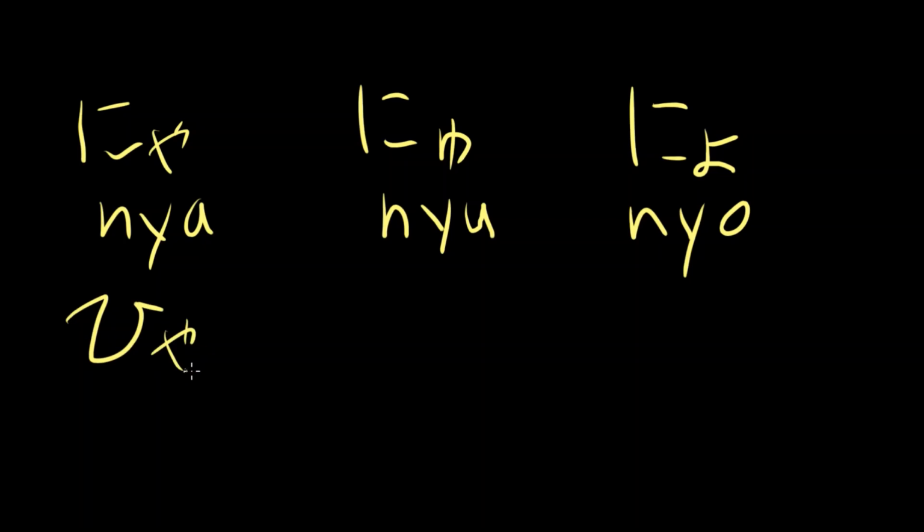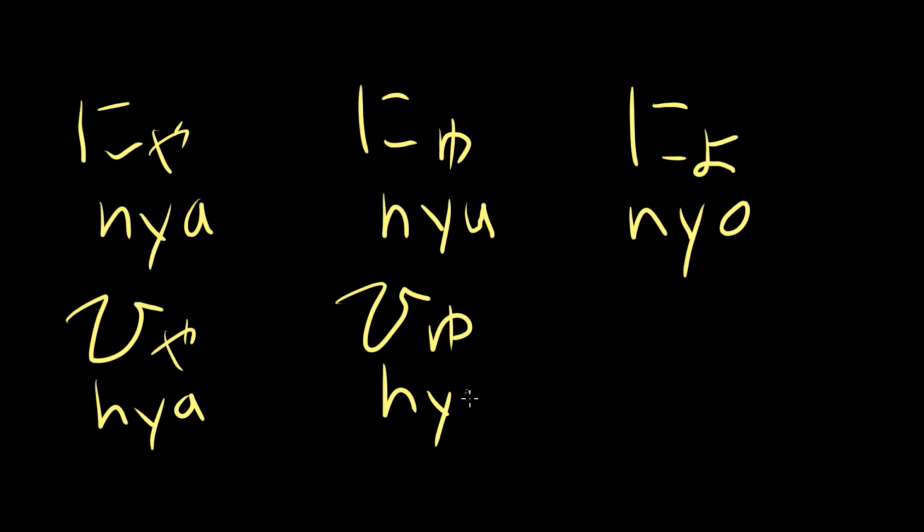Nya, nyu, nyo. And the next one is the hi row. So there's hya, hyu, hyo. And likewise, because remember the hi row has dakuten as well as handakuten. So there's ten as well as maru, the circles. So we'll do them now.